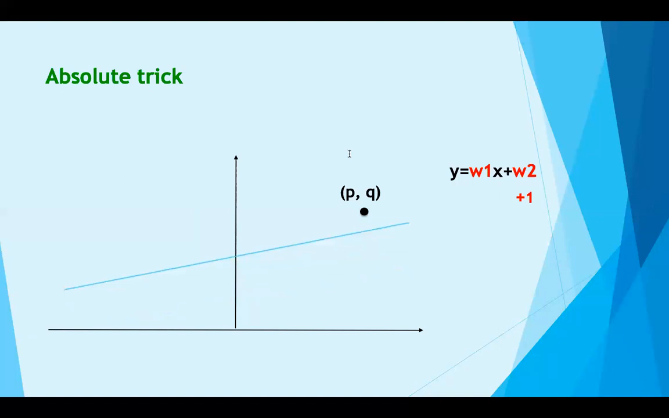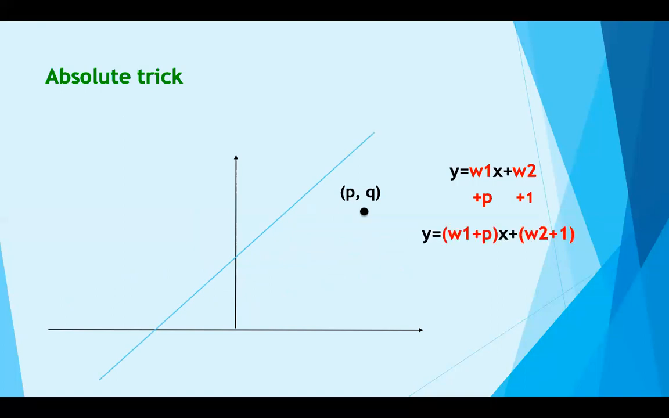Now let's add something to the slope. Let's add the horizontal coordinate of the point, which is p. So the new slope will become w1 plus p, and the line will rotate in this direction. Our new equation will become y equals (w1 plus p) times x plus (w2 plus 1). Here you can notice that we've moved the line too much. But in machine learning, we never want to take a big step like this. Instead, we want to take a tiny step.